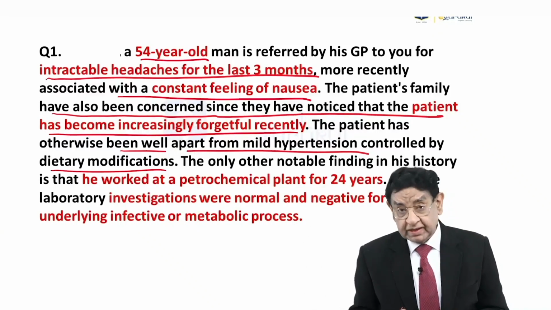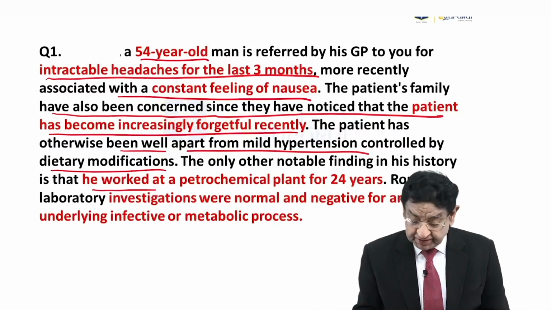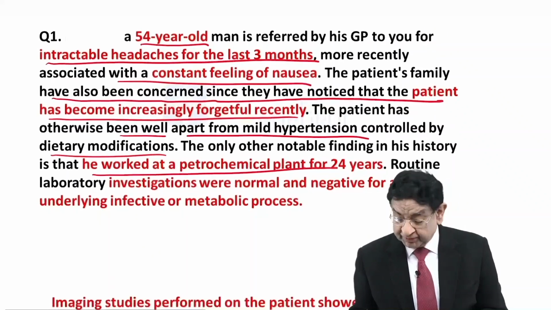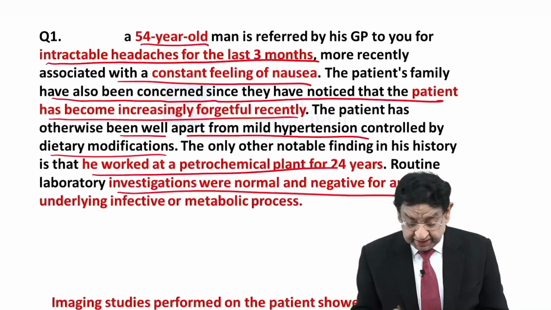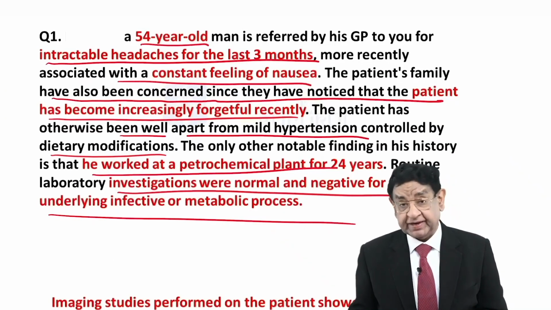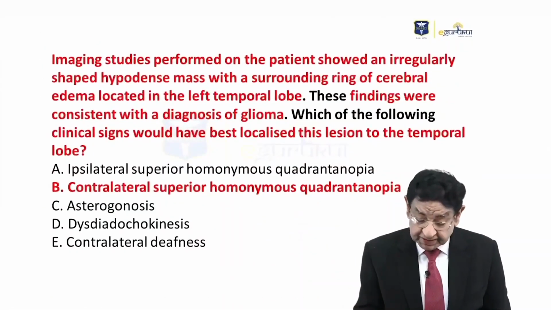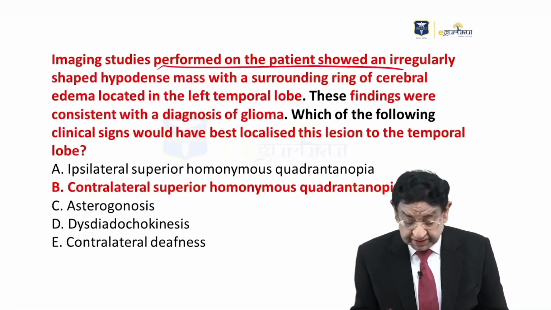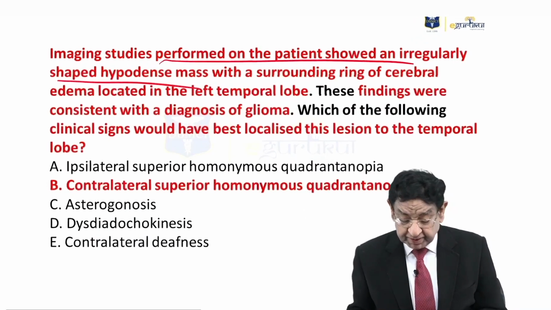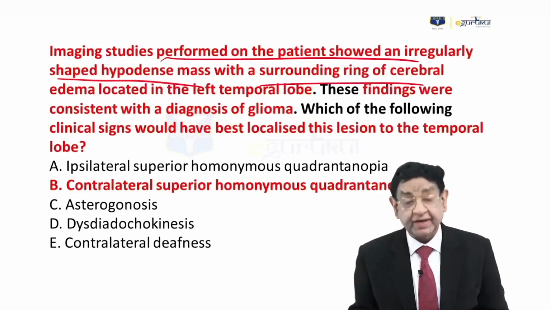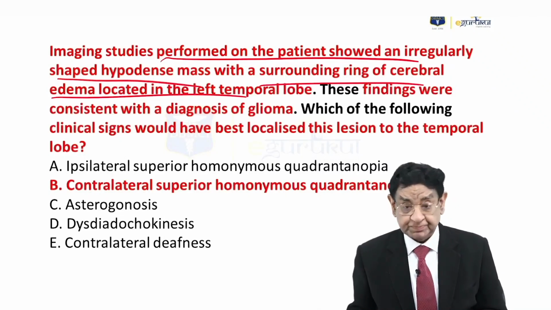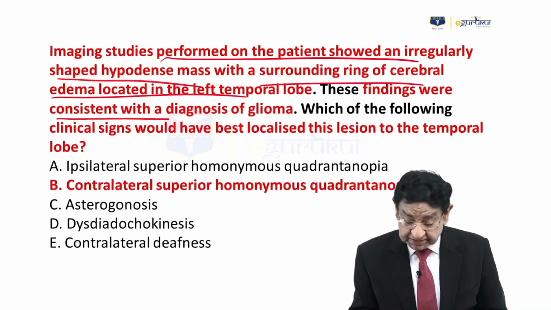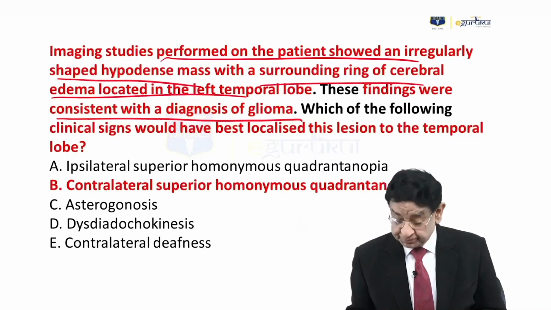The only other important thing is he worked in a petrochemical plant for 24 years. Routine investigations are normal and negative for any underlying infective or metabolic process. Imaging studies performed on the patient showed an irregularly shaped hypodense mass with a surrounding ring of cerebral edema located in the left temporal lobe. The findings were consistent with a diagnosis of glioma.